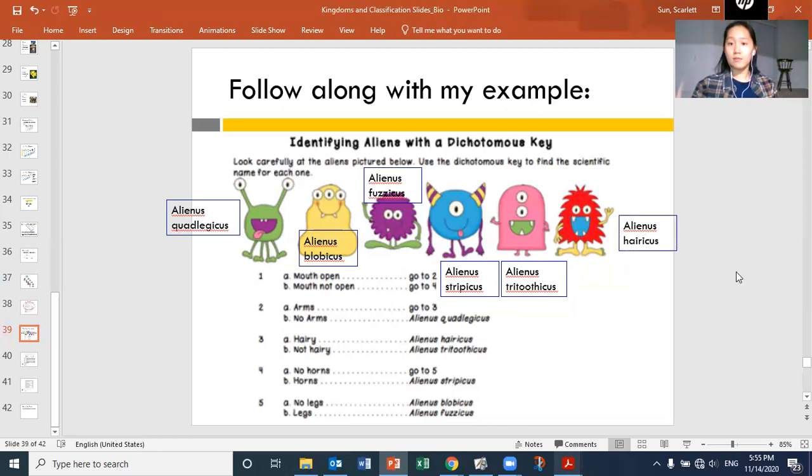And with that, we have identified all of the aliens using this dichotomous key. Notice that every single step in the key has yes or no questions, and it tells you where to go on the key to the next step if you do say a yes or a no and you haven't yet gotten to a name.